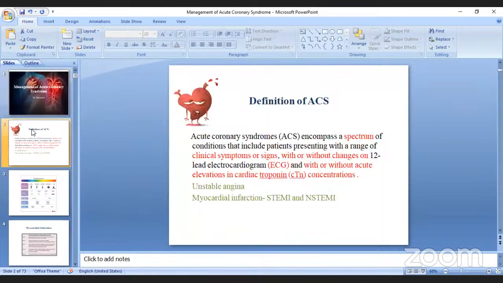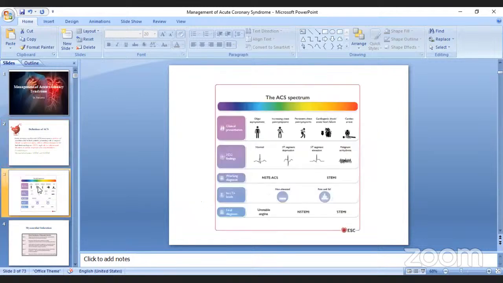So first, what is acute coronary syndrome? It encompasses a spectrum of conditions which includes patients presenting with a range of clinical symptoms or signs with or without changes on a 12-lead ECG and with or without acute elevations in the cardiac troponin concentrations. For example, the patient might present with mild symptoms or increasing chest pain, persistent chest pain. They can also present in shock, in failure, and also in cardiac arrest.